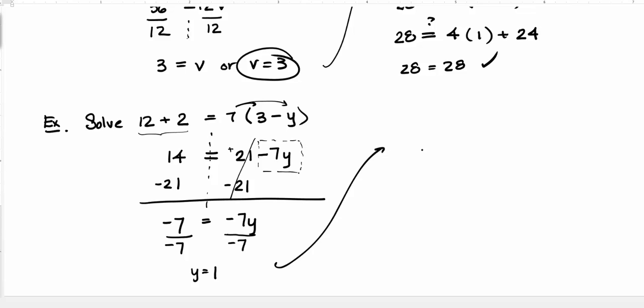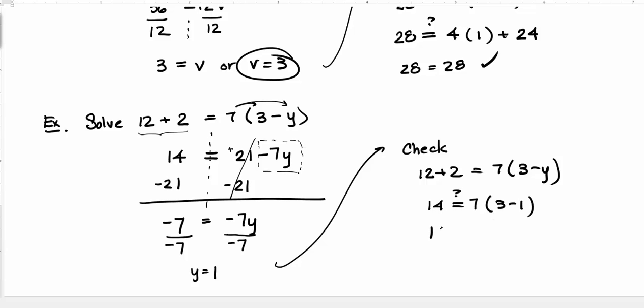Right, and again we can check. Our original problem was 12 plus 2 equals 7 times 3 minus y. Well, if y is 1, 14 equals 7 times 3 minus 1. 14 equals 7 times 2. So 14 equals 14, and sure enough, I got the right answer.